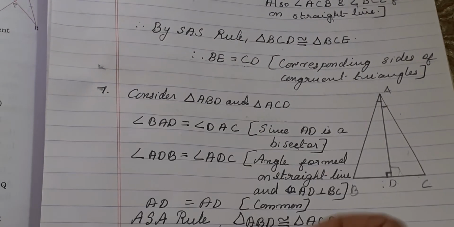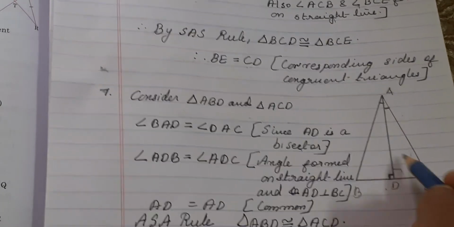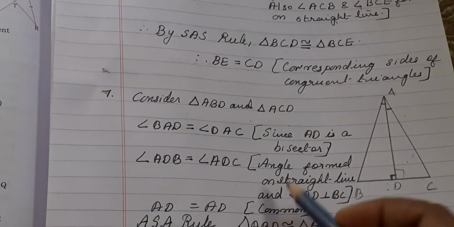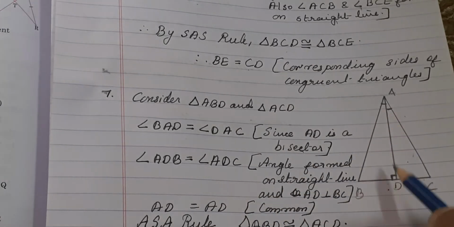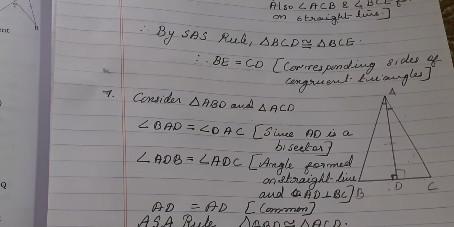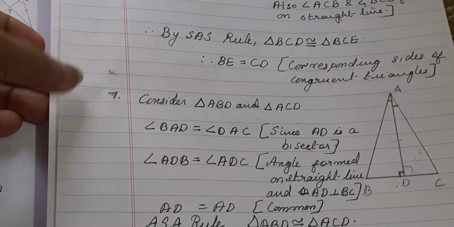Okay, then next AD is equal to AD, because this is common to both these triangles. Okay, right, the reason. So two angles and included side we got. So by which rule? ASA rule, triangle ABD is congruent to triangle ACD. Hope it is clear.